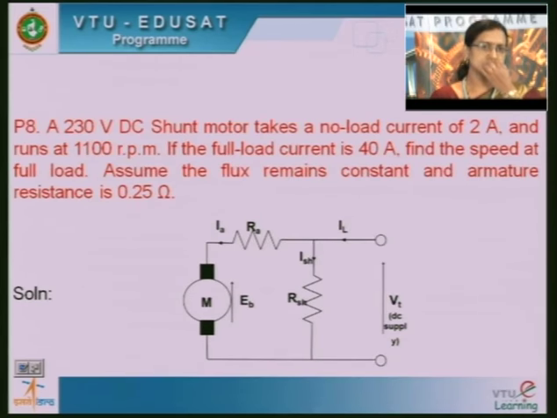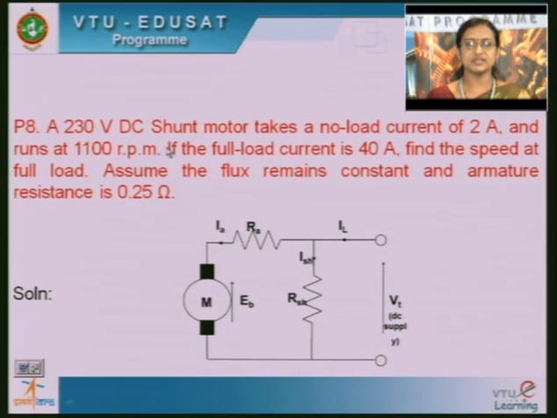Now, this is also a DC shunt motor. Here you see that the no load current is given. The voltage applied is 230 volt, and it runs at 1100 RPM under no load condition. If the full load current is 40 ampere, find the speed at full load. Assume the flux remains constant and armature resistance is 0.25 ohm.